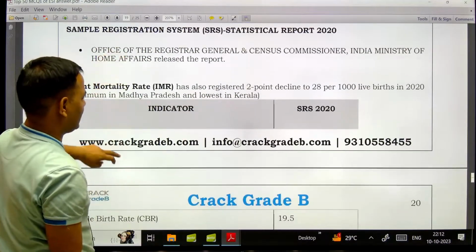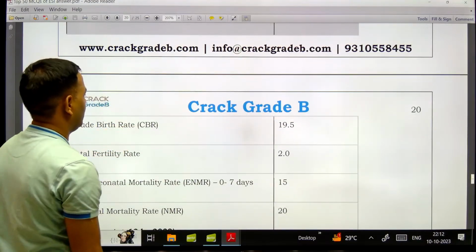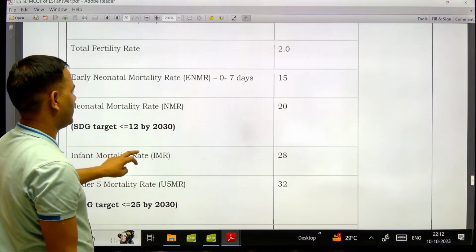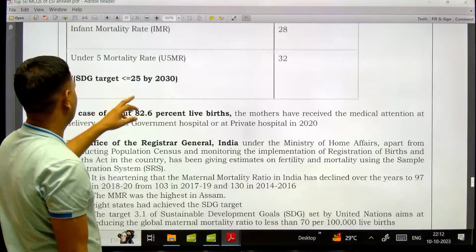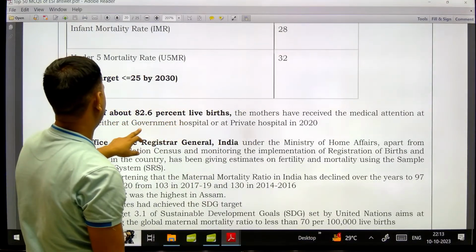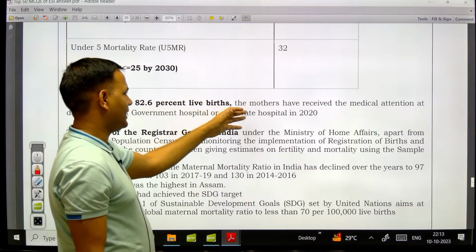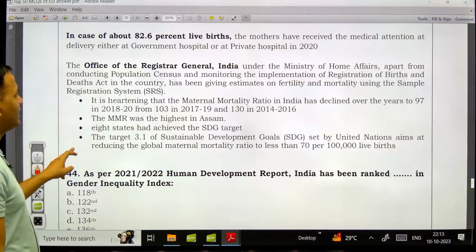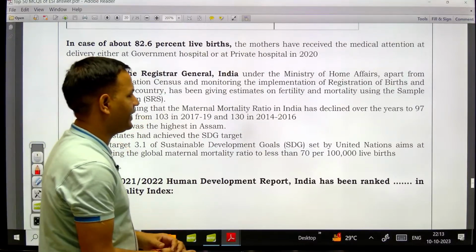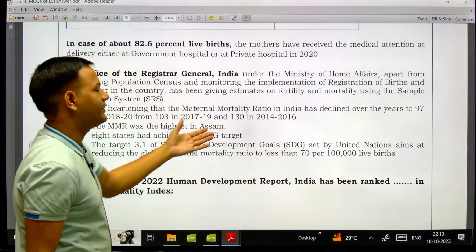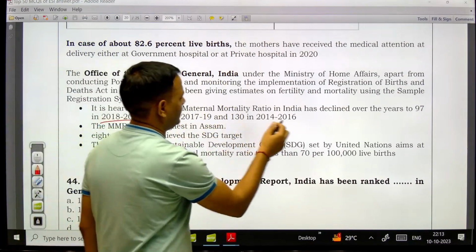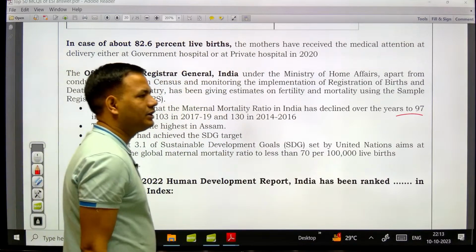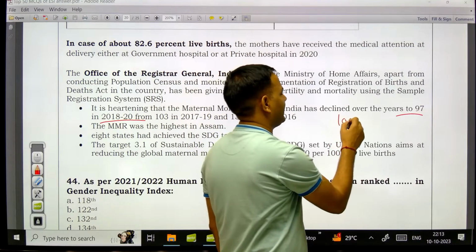So this report is also important, the Sample Registration Survey. Various rates are there: total fertility rate, neonatal mortality rate, infant and under 5 mortality, and 82.6% of live birth mothers have received medical attention. Some other figures are there, like the maternal mortality ratio in the country, that is 97. This is again important, 97. It has declined to 97. As per our health policy, it was targeted to make it less than 100.